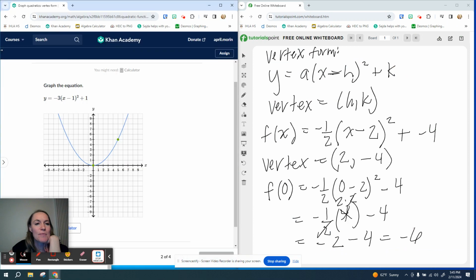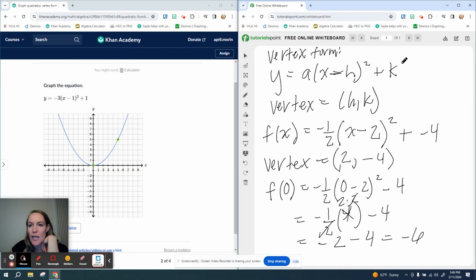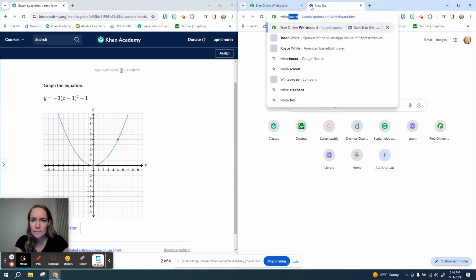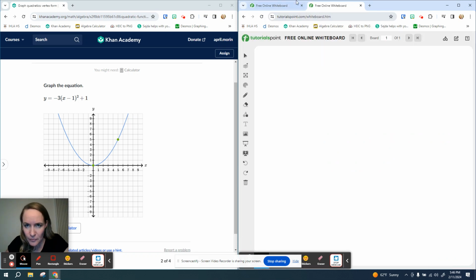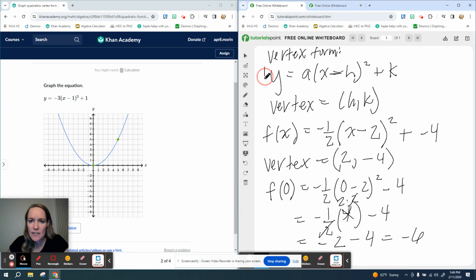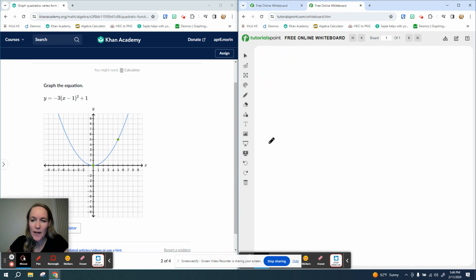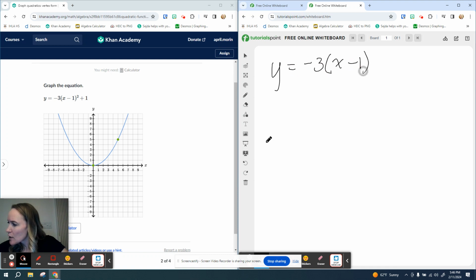Okay, same thing with this one. We're going to do our h, k. And I used to be able to go to another board. I'm just going to open another whiteboard. Okay, so I have this. I just want to save this piece. So I'm just going to move to another whiteboard here to write down this equation. Y equals negative 3 times x minus 1 squared plus 1.